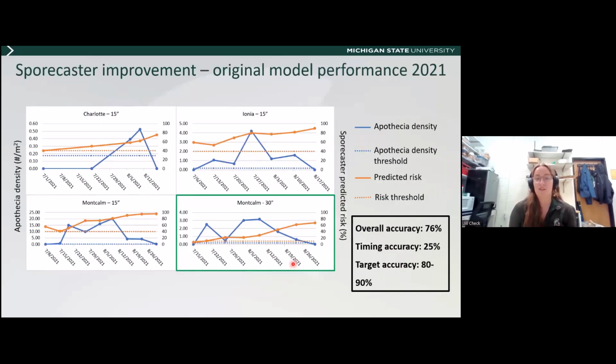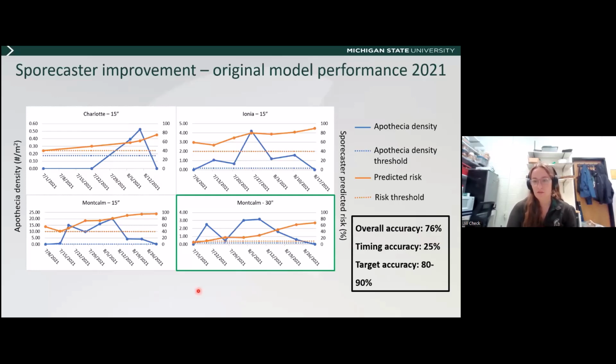Before we can dive into augmenting the model we already have, we have to first figure out how it is performing as it is now. So what I'm showing here in these graphs is apothecia development through the 2021 growing season. But really the overall takeaway is that the overall model accuracy that year was 76%, and we typically target between 80 to 90% accuracy for these types of tools so they can be really reliable for growers. So we're nearly there, just a little bit off.